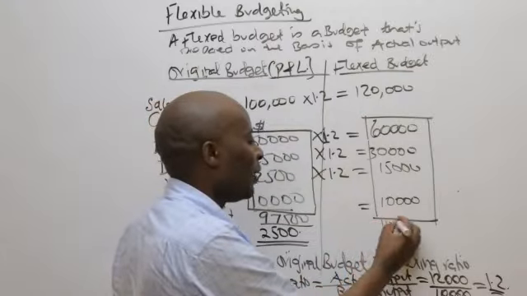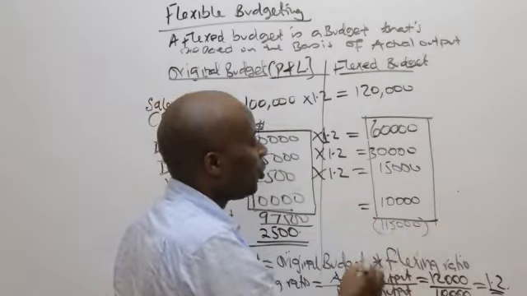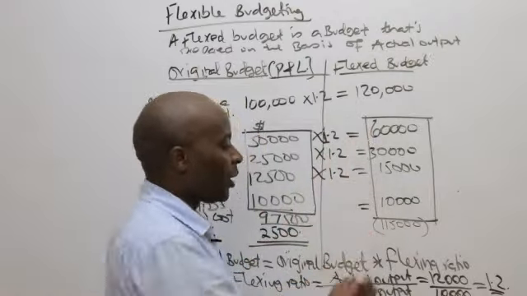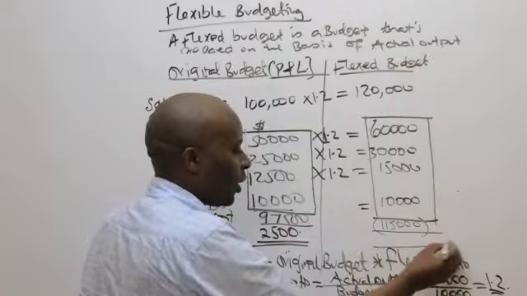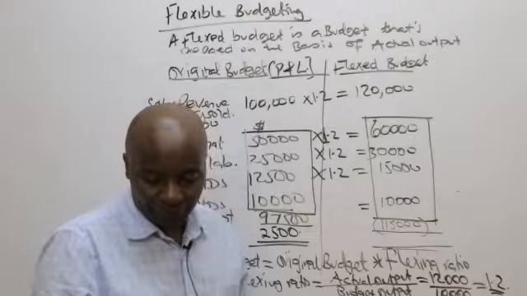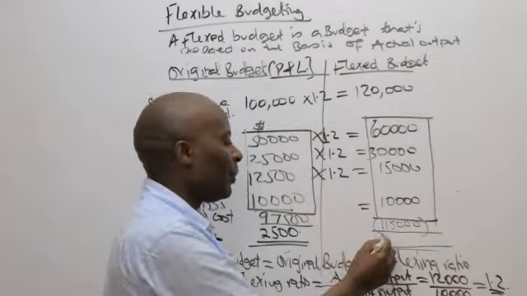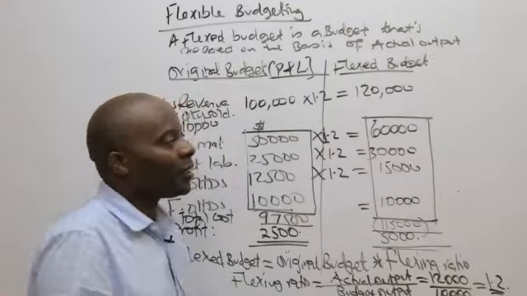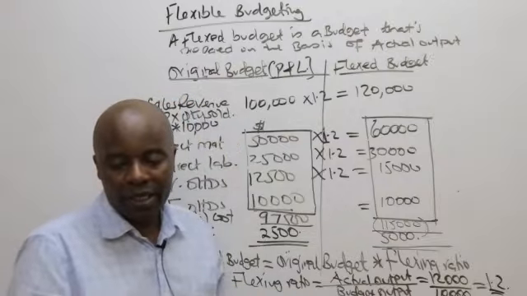So 115,000. So then could you kindly subtract 120,000 minus 115,000? What figure of profit are you going to get? Of course, I know the answer, but generally, I would want to see whether you're connecting them. 5,000. Thank you very much. So that is the end of the flexed budget.